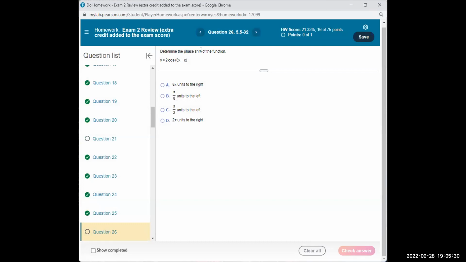Here it says determine the phase shift of the function. The phase shift is the opposite. So this is a plus, so that means it's going to be to the left, and you're going to take pi over 8. You take this constant and divide it by the constant in front of the x. So pi divided by 8, and because this is plus, it's going to be to the left.